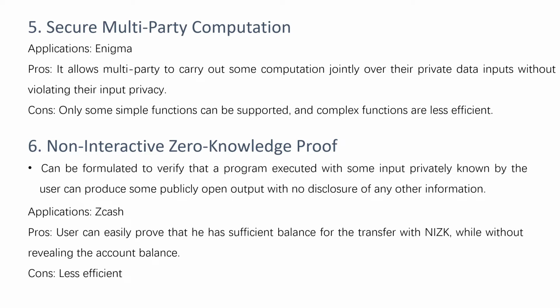The next one is non-interactive zero-knowledge proof. In the blockchain system, all account balances are encrypted and stored in the chain. When the user transfers money to another user, he can easily prove that he has sufficient balance for the transfer with zero-knowledge proofs without revealing the account balance.